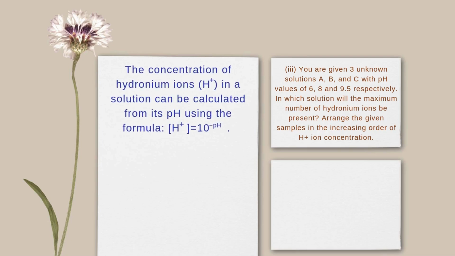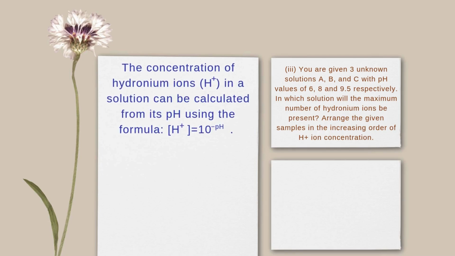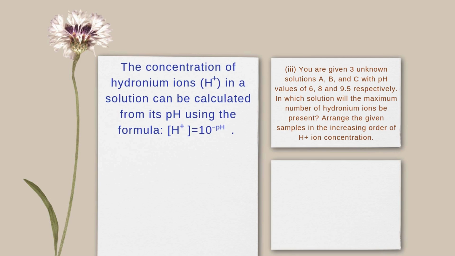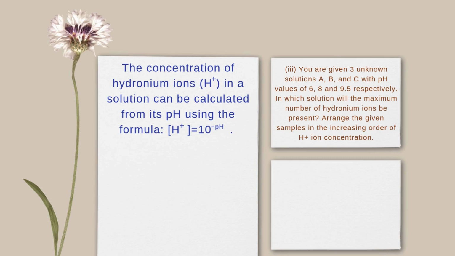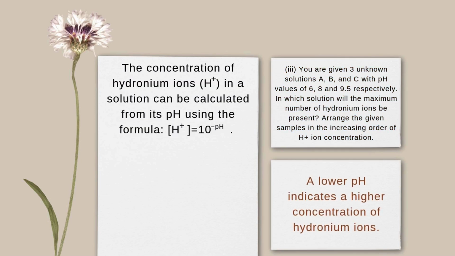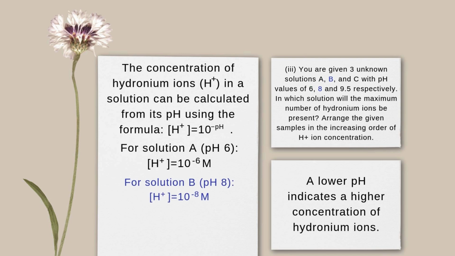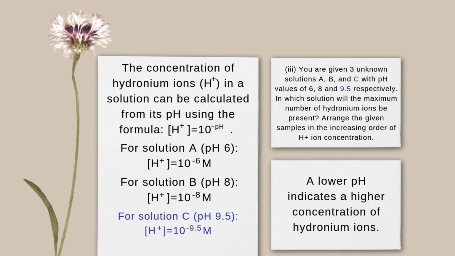The concentration of hydronium ions in a solution can be calculated from its pH using the formula H+ equals 10 raised to the minus pH. Thus, a lower pH indicates a higher concentration of hydronium ions. Therefore, for solution A, it would be 10 raised to the minus 6. For B, it will be 10 raised to the minus 8. And for C, it will be 10 raised to the minus 9.5.